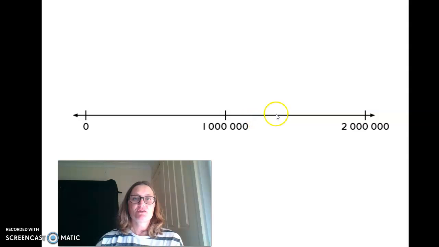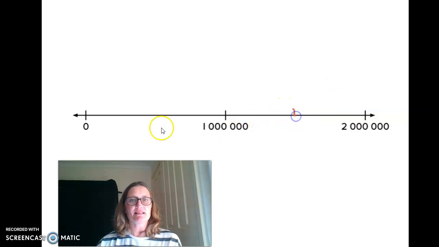So remember, when we're using number lines, we always like to work out where the midpoint is. That gives us a little bit of direction. It helps us to work out what numbers are going to go before or after that midpoint. So the midpoint here, halfway between 0 and 1 million, is going to be what? It's going to be 500,000.